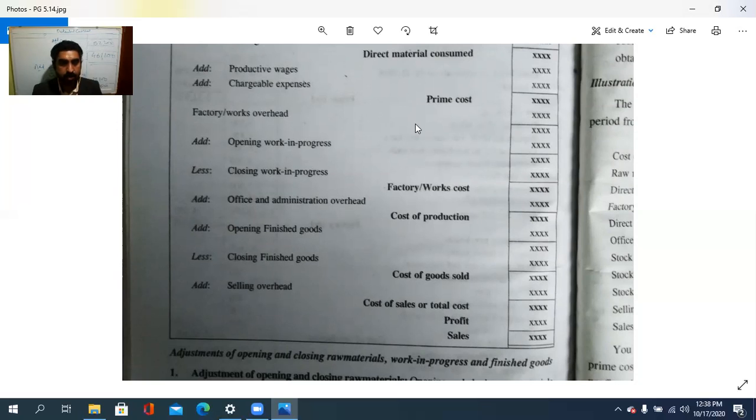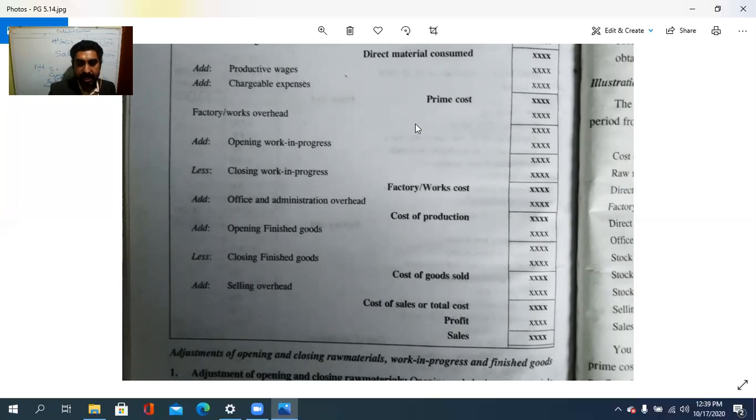We need to adjust it. So COP, or office cost of production, along with the opening finished goods to be added and closing finished goods to be deducted, so that we will get the cost of goods sold. And then selling and distribution overhead to be added with this cost of goods sold. We will get what? Cost of sales or total cost. And we need to compare it with the sales. We will get the profit or loss.